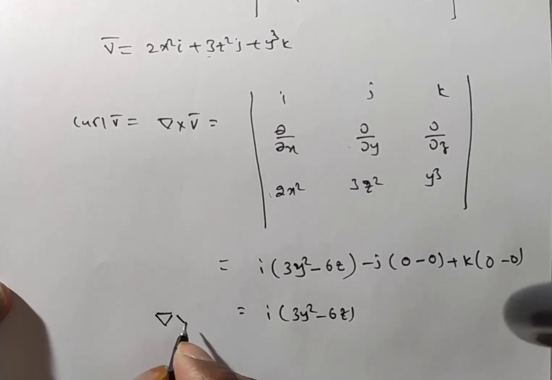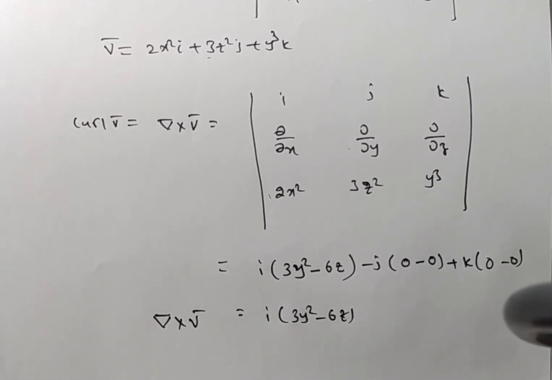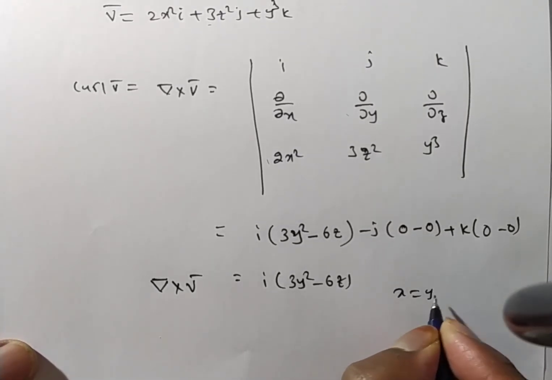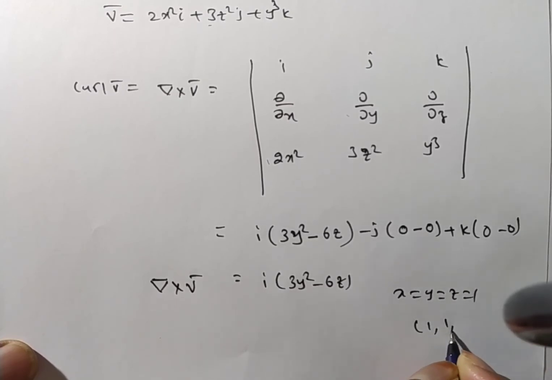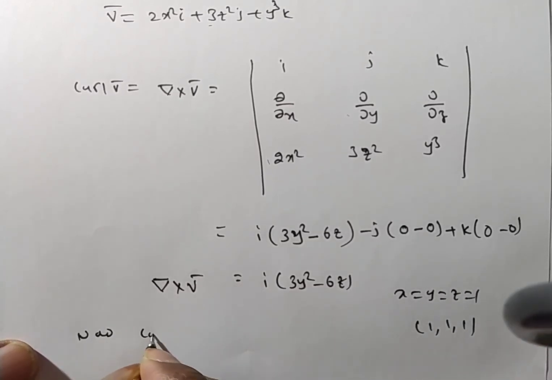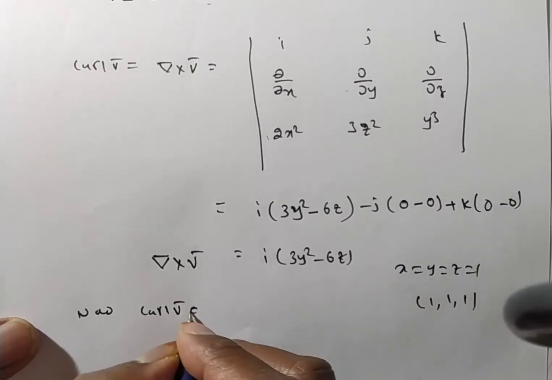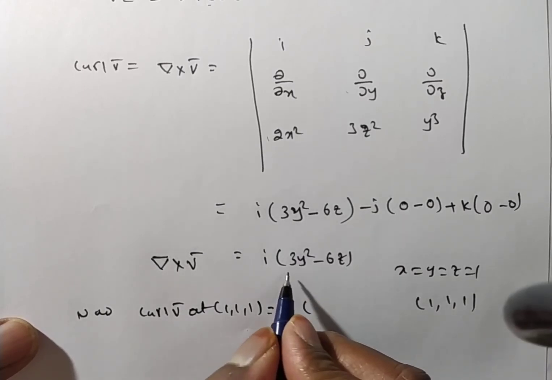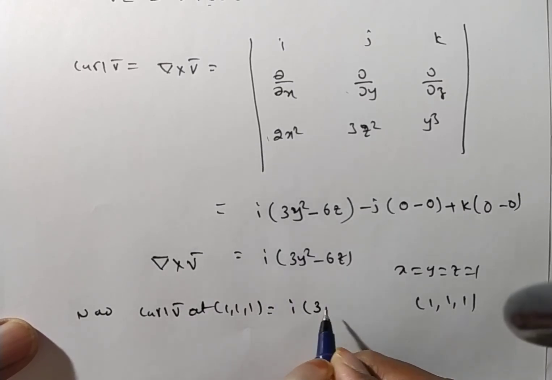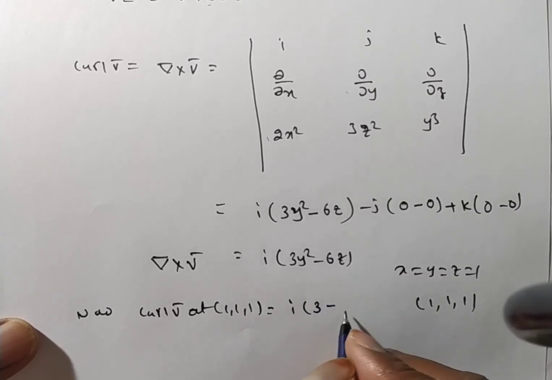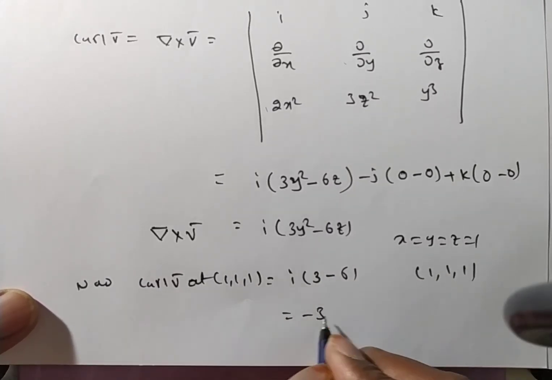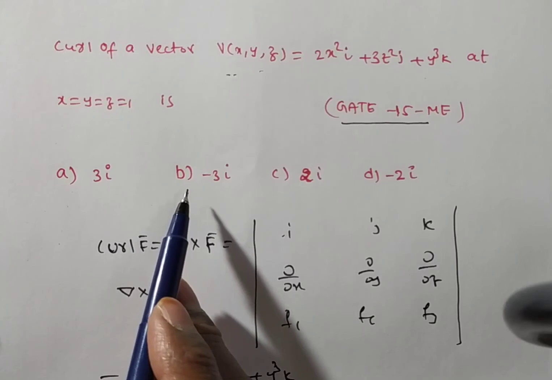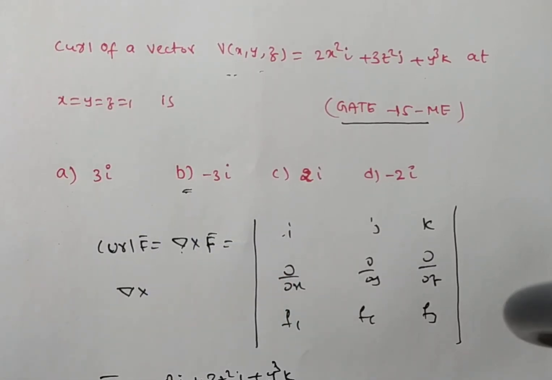This is the curl v bar value. But what we actually require is curl v bar at x = y = z = 1, that is the point (1, 1, 1). Now curl v bar at (1, 1, 1) is equal to i into 3 in place of y², 1 squared is 3 only, minus 6z is 6. So what is the answer here? You have minus 3i. Verify which option is correct: minus 3i is B. Okay, so option B is correct.